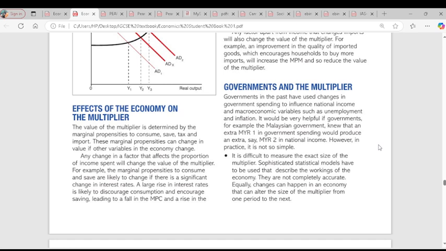Do you see? So an increase in government spending that brings about an increase in the income level will increase the multiplier effect. A fall in government spending will bring about leakages in the economy and will reduce the multiplier effect. So this is what multiplier is all about.